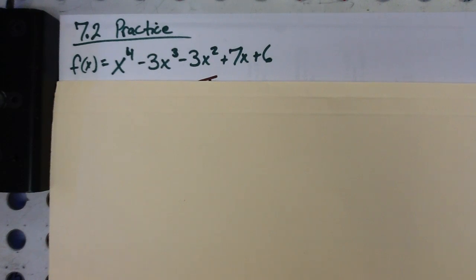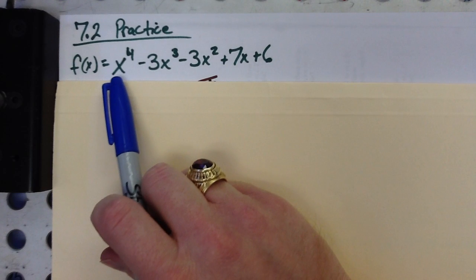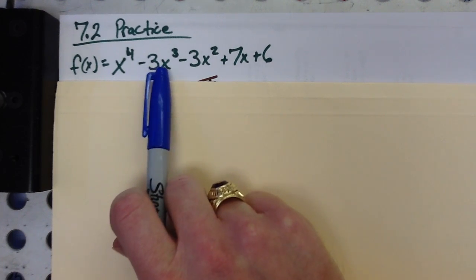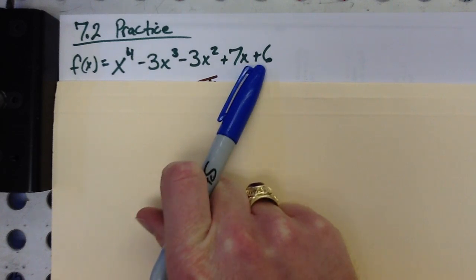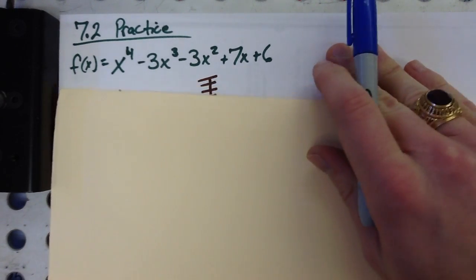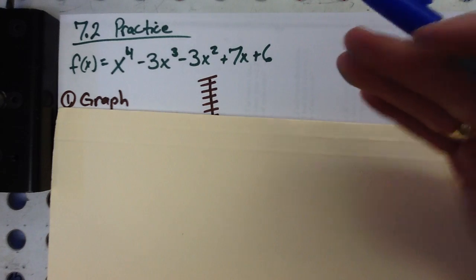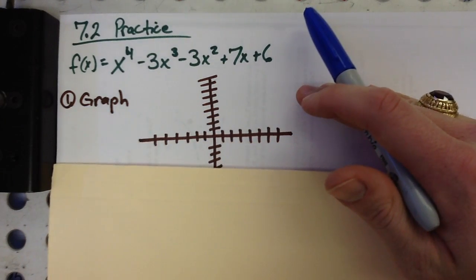Your turn to practice now. So I'm going to start you off with the function. I'll read it out: x to the fourth minus 3x cubed minus 3x squared plus 7x plus 6. Okay, same thing you did in the lesson just now. You're going to first of all graph.